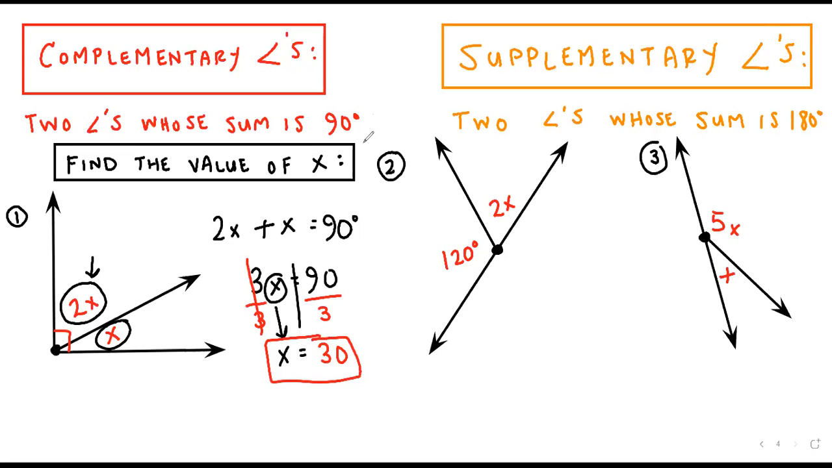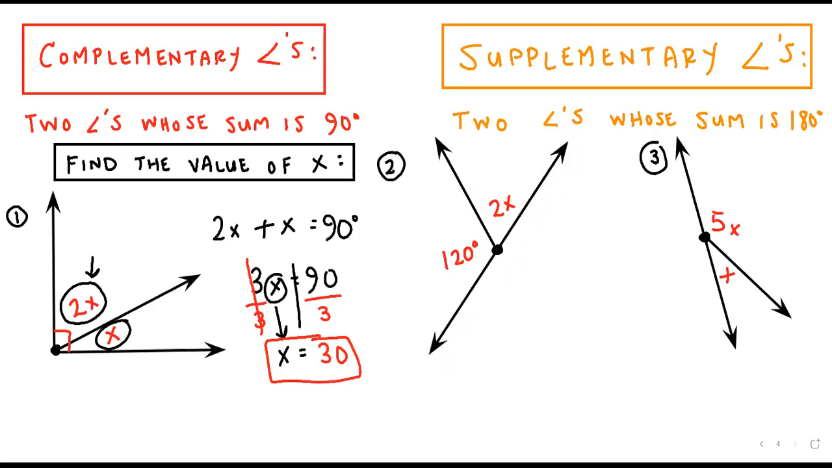Now for number 2 and 3, we're going to be using the concept of supplementary angles. Supplementary angles are the same thing as complementary, but they equal 180 degrees instead. So we're going to be using the same concept. Every time you think of 180 degrees, you should think of a straight line or a straight angle. You can see that this angle and this angle form this straight angle right here. So both of them together are supplementary because both of them equal 180 degrees.